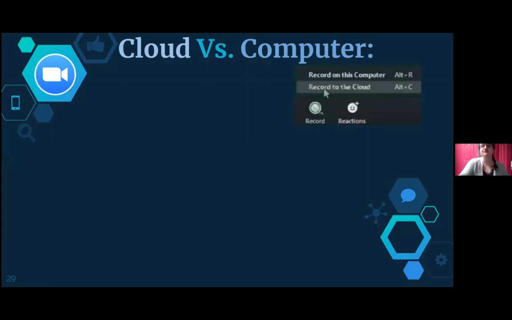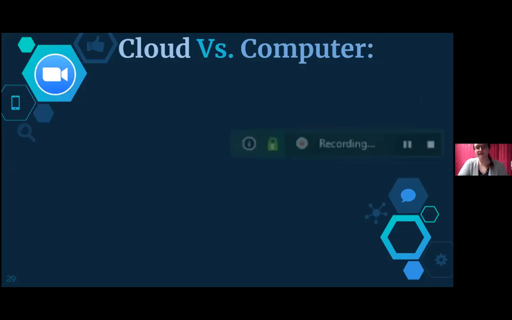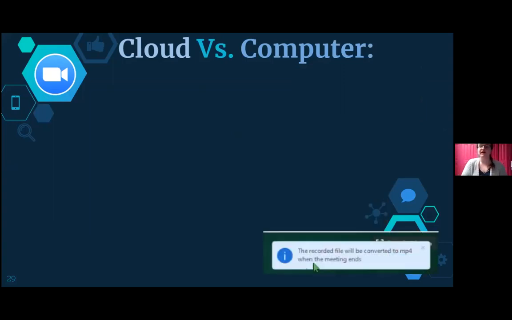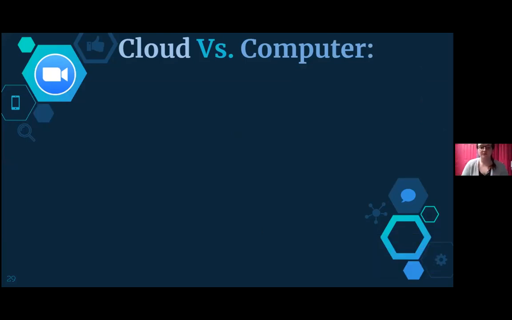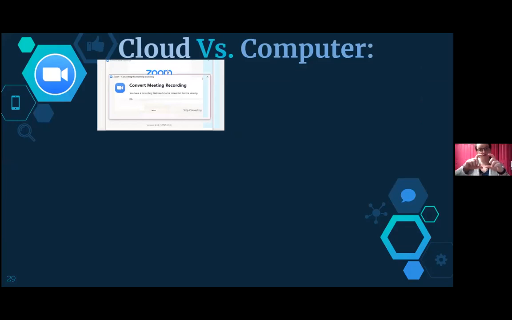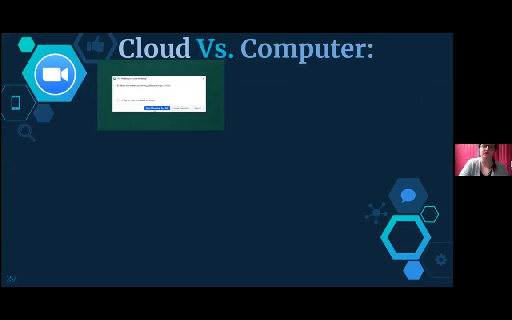Okay, so you want to record now to the computer. It gives you a circle instead of the little square or the little cloud. And when you're done recording, you can end your meeting, and it'll let you know that as soon as the meeting ends, it will start converting for you. Once you end it, it comes up with a nice pop-up that says converting meeting recording.